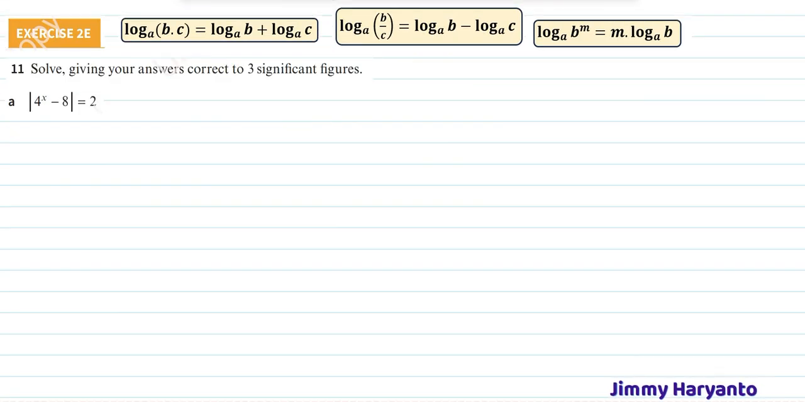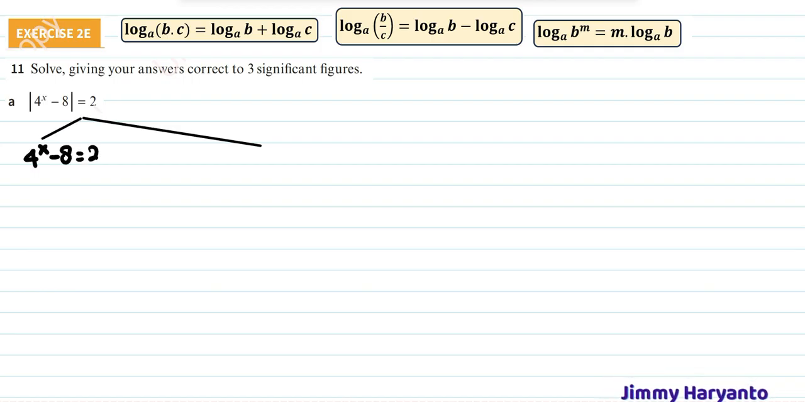Okay, next 11a. For 11a, we have to use modulus first. Do you still remember? Modulus means you have to split them into two parts. Like this. The first is 4 to the power of x minus 8 equals 2. And the second one is 4 to the power of x minus 8 equals negative 2. And then we will move the 8 to the right hand side. We will have 10, and then move the 4.